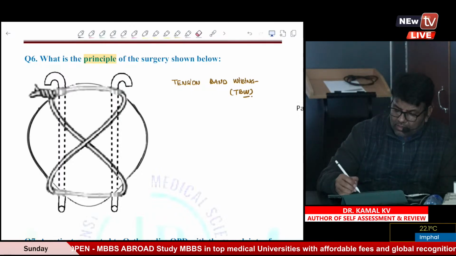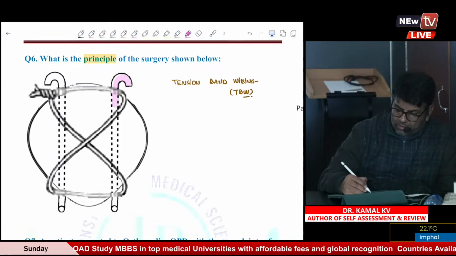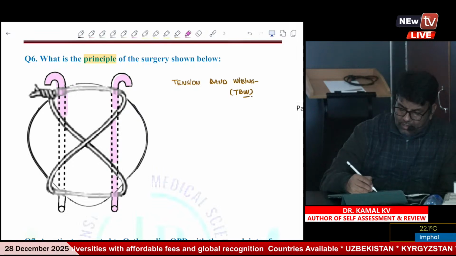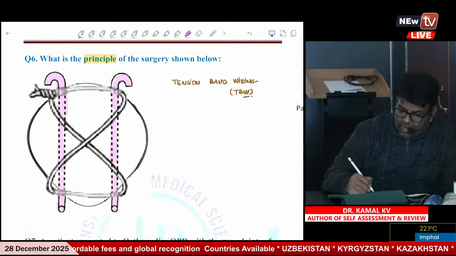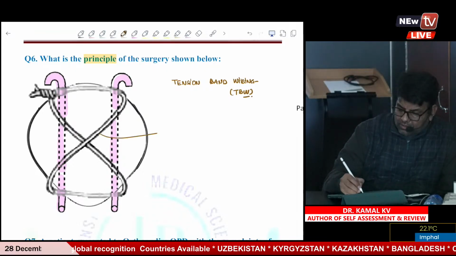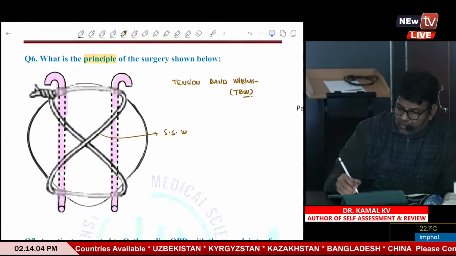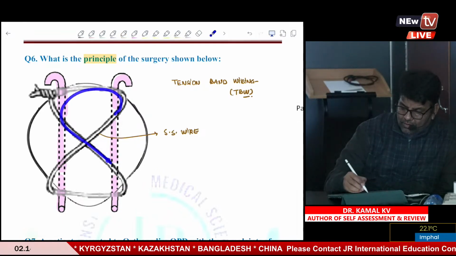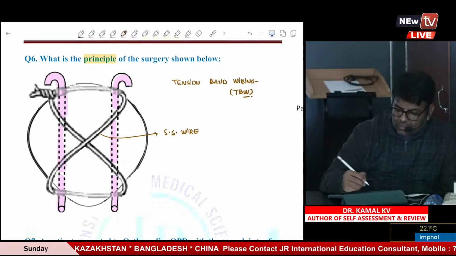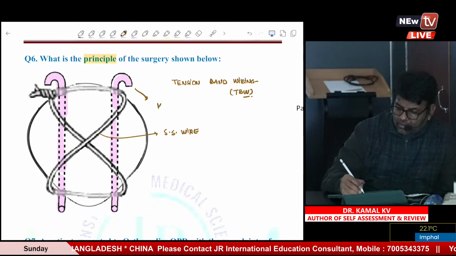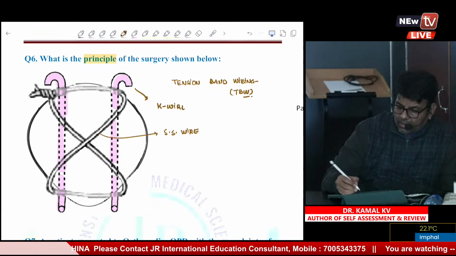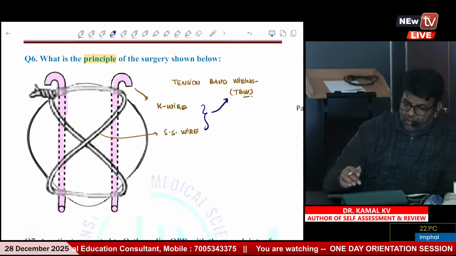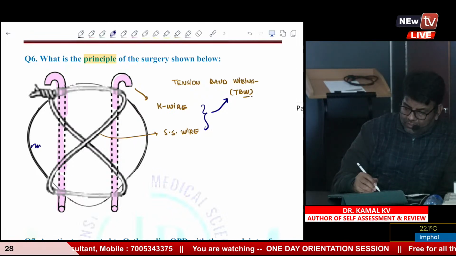K wire. Okay. So this is one K wire going like this. This is the other K wire going like this. Okay. And this is stainless steel wire looking like a figure of 8. So this surgery is, this is K wire. So this surgery is TBW, tension band wiring. Now which fracture is it for?